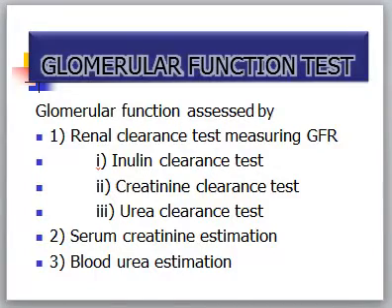Now we are going to see the glomerular function tests elaborately. The glomerular function is assessed by renal clearance tests measuring the glomerular filtration rate. The tests included here are the inulin clearance test, creatinine clearance test, and urea clearance test, and finally serum creatinine estimation and blood urea estimation. These are the tests we use to confirm and finalize the glomerular functions.